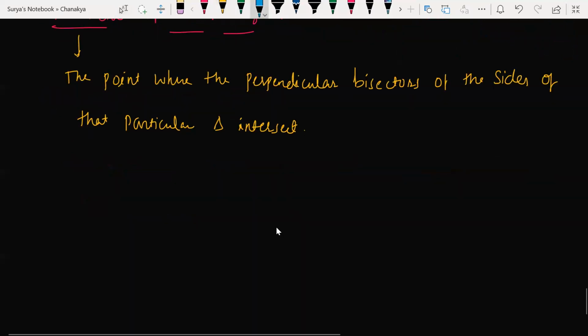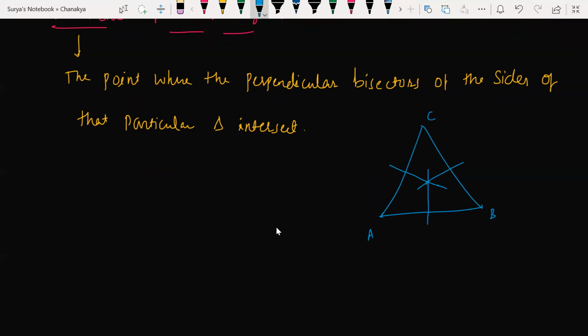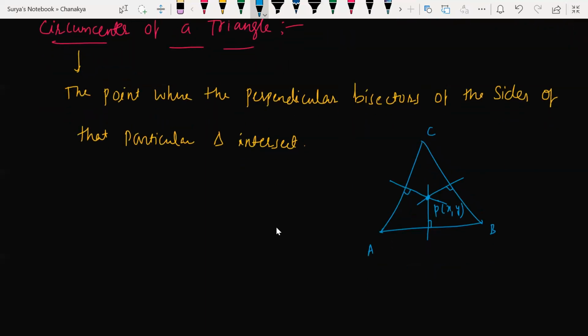For suppose, look at it, I'll just draw a triangle here. This is A, this is B, this is C. If I draw a perpendicular bisector like this, and another like this, and another like this, all of them intersect at this point, right? All the perpendicular bisectors are intersecting each other. That point P of x comma y is the circumcenter actually. Getting my point? Yes, sir.